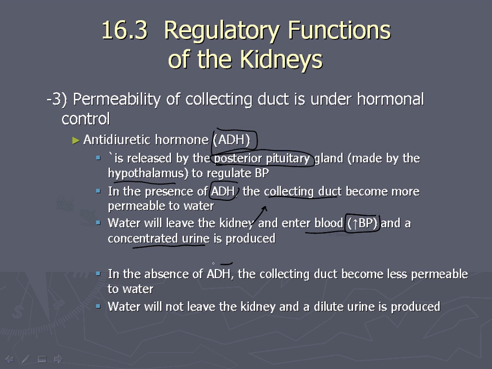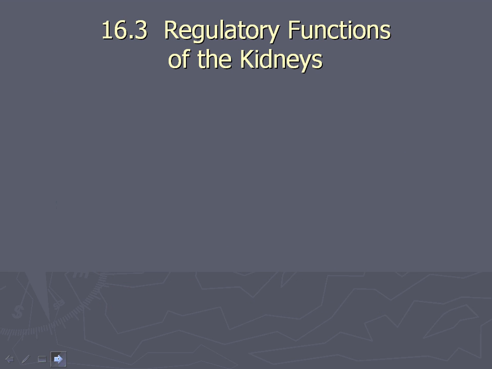However, in the absence of ADH, what that does is it makes the collecting ducts less permeable to water. It basically blocks any of the channels that the water goes through, and since water is not leaving the kidney, it doesn't increase the blood pressure, and it leads to dilute urine because more water is left behind in the kidney. So on the impacts of diuretics, obviously the antidiuretic is what inhibits that.